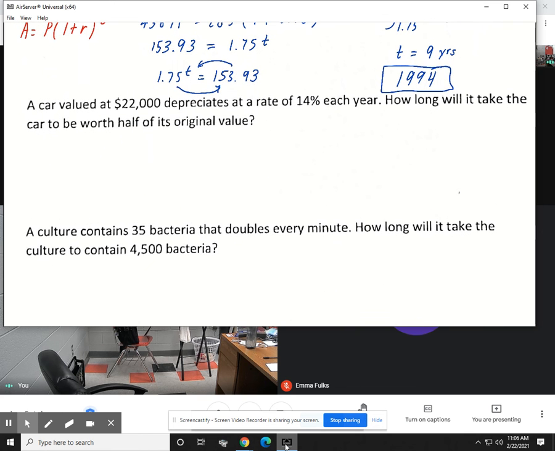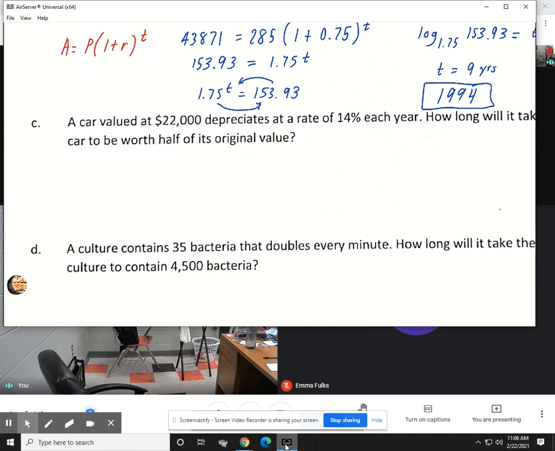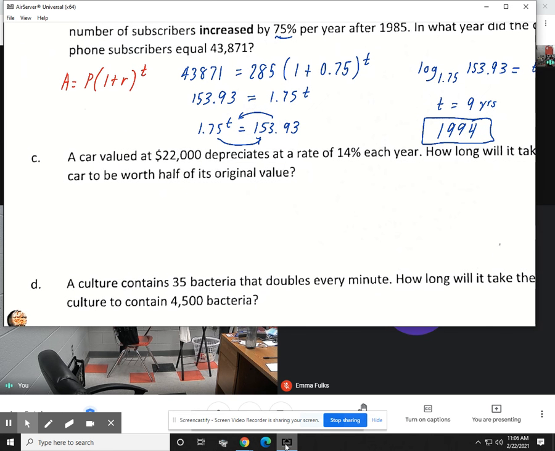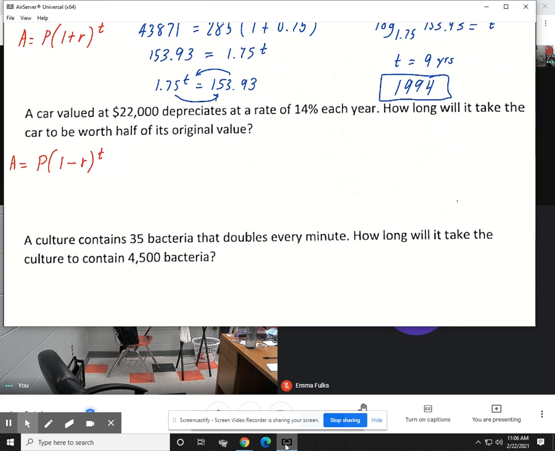A car valued at $22,000 depreciates. So what formula am I using? I'm using depreciation. That's A equals P times 1 minus R to the T power. You got to use the right formulas. Okay, so here we go. It started at what amount? 22,000. So that's my P value.